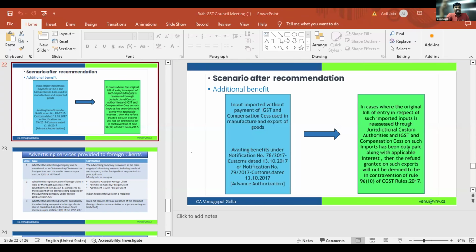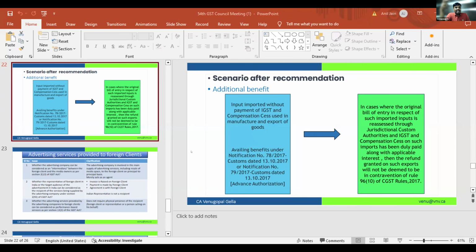And in case of intermediary service, as per place of supply, it is the location of the service provider. So if an advertisement agency falls under intermediary, then India will become the place of supply, and therefore it will become taxable. But they have clarified that as it is working on a principal to principal basis, it will fall under the default rule.